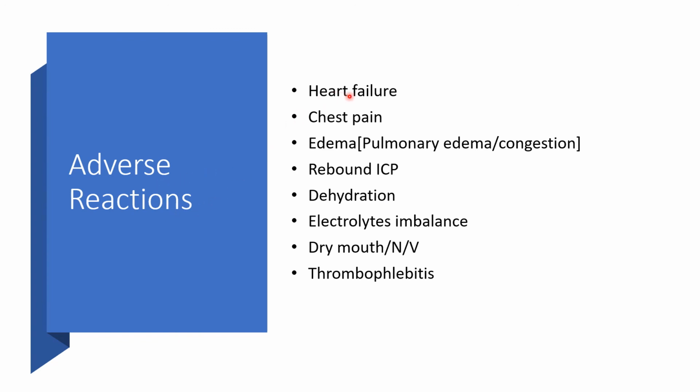Adverse reactions: heart failure, chest pain, edema. You could see why we said the other time that we will not use it in pulmonary edema or pulmonary congestion. There may be rebound intracranial pressure. It may lead to dehydration. Of course, diuresis, fluid is not getting out, fluid is being lost. Electrolyte imbalance, because it's being lost, right? There may be dry mouth with nausea and vomiting. There may be thrombophlebitis. In fact, it could form blisters when there's extravasation. But we have hyaluronidase as the antidote to handle that.